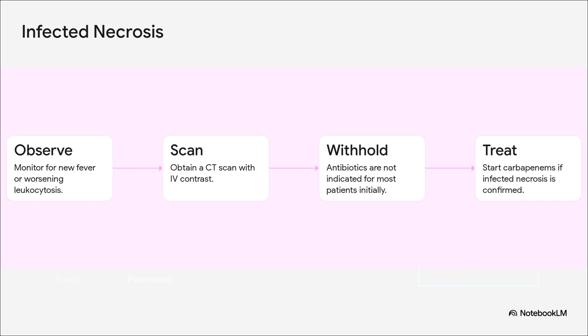Step 1. Identify clinical deterioration. This usually presents as a new fever or worsening leukocytosis several days after initial presentation. Step 2. Obtain a CT scan with IV contrast to assess the necrosis. Step 3. Withhold antibiotics until you have absolute confirmation. And Step 4. Target therapy with carbapenems thanks to their excellent pancreatic penetration, but only upon confirmed infection.